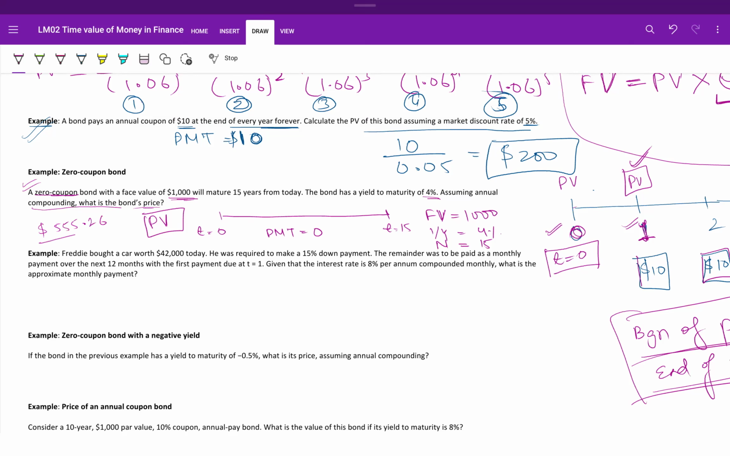So the answer for this question is $555.26. Today I am willing to pay $555.26 for a bond which is going to give me $1,000, and throughout the tenure of the bond there is no coupon payment. At a yield of 4%, I am willing to pay $555.26 for this bond.